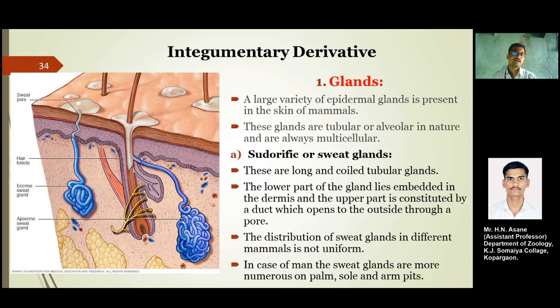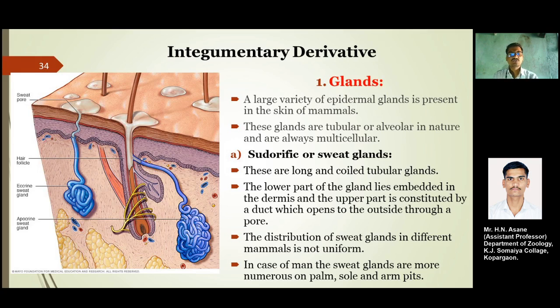Sweat glands of the mammals are apocrine in nature, that is, they secrete apocrine secretions, and those secretions are nothing but the sweat. So these produce the sweat, and the sweat glands are also known as sudorific glands. These are long and coiled tubular glands, as you can see in the picture, the bluish one.